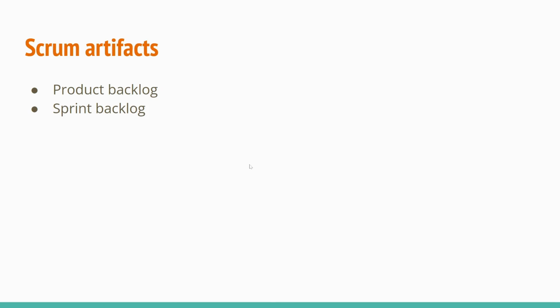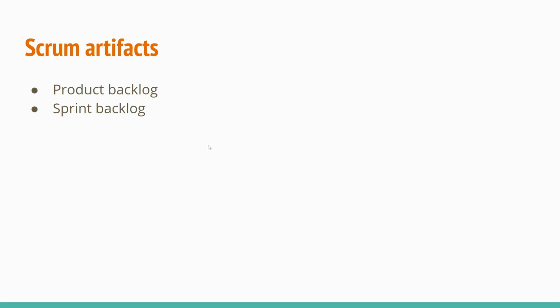Scrum artifacts. In the Scrum framework there are Scrum artifacts. What are Scrum artifacts? Scrum artifacts are small components, that is, the product backlog and the sprint backlog. So we'll discuss what the product backlog and the sprint backlog are.